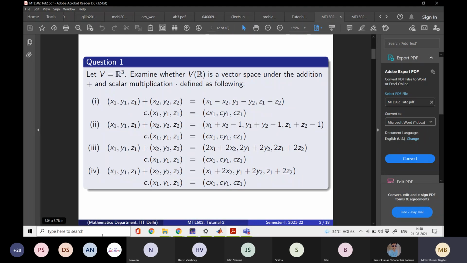I haven't checked that. These people are telling that this third property, alpha times (u plus v) is alpha u plus alpha v, is not satisfied. Yes, sir, not satisfied. I haven't checked it, but if it is not satisfying, then it is not a vector space. So this is the third property which is giving you that this is not a vector space.